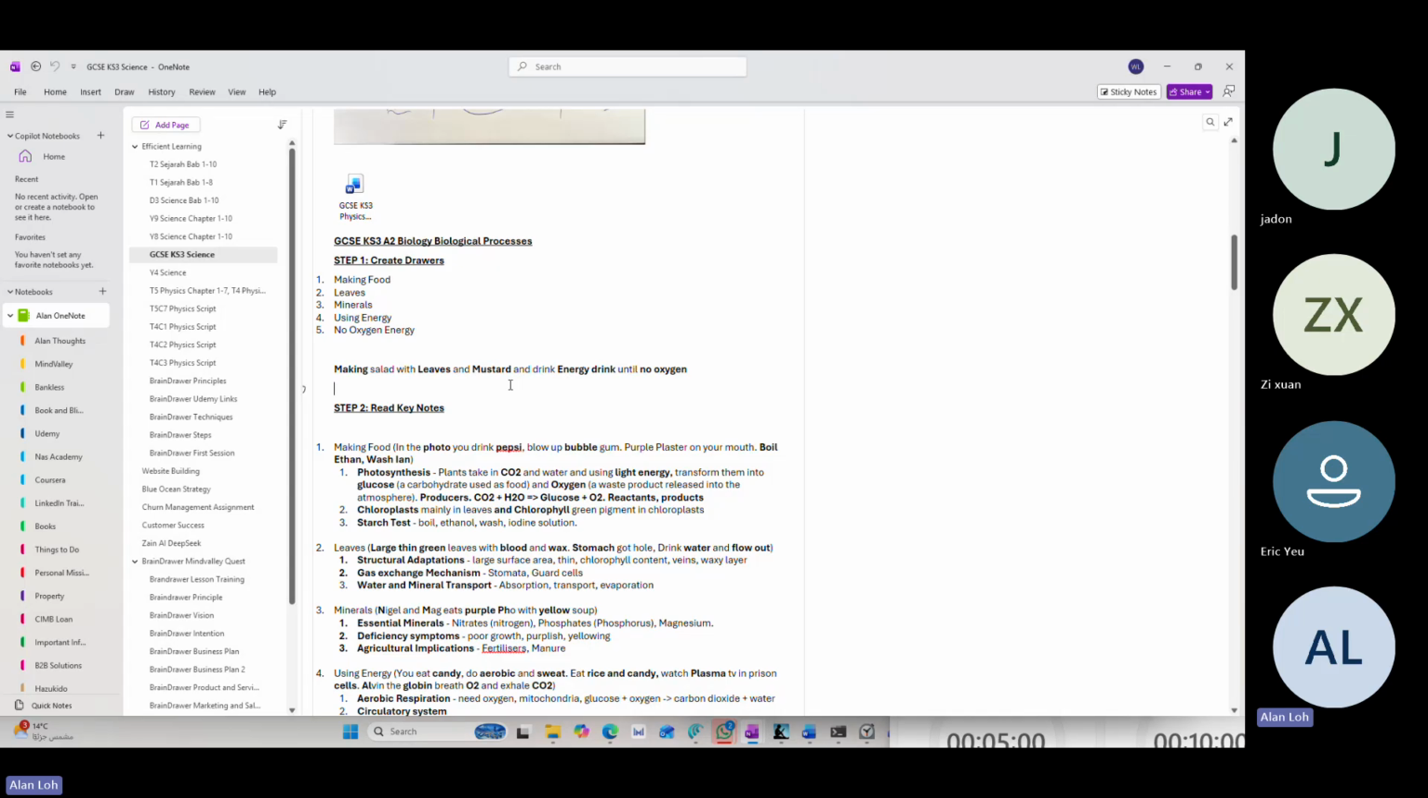We have created 5 drawers, and also we have created the story on how you can remember the names of the drawers in sequence, right? So this is step number 1. Let's move on to step number 2, right?